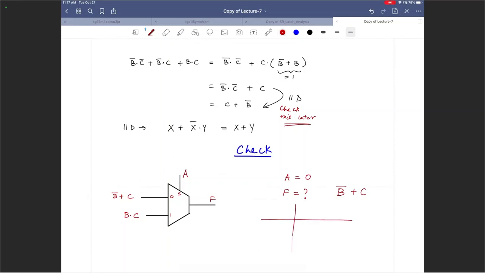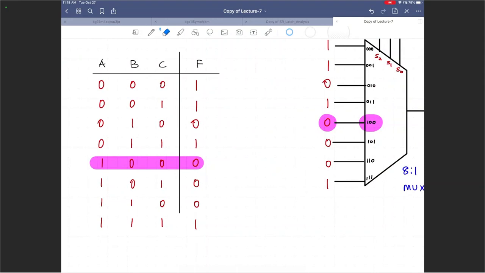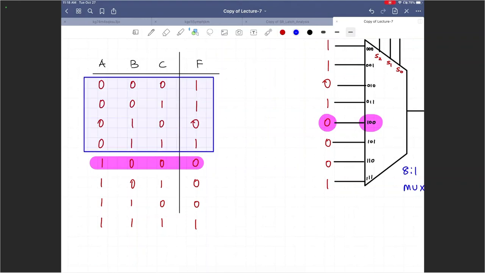So I can quickly make a table here. What I'm saying is that when A is 0, F should be B complement or C, right? So let's see. If I go back all the way here, where is F 0? F is 0 for these four cases. The first four, right? And when F is 0, is F B complement or C? Let's check it. B complement would give me 1 here. There it is. B complement would give me 1 here. There it is. B complement would give me 0 here. C is 0, so I got a 0 there. 1 here, 1 here. B complement is 0, but C is 1, so F is 1, right? So all of this is exactly correct.